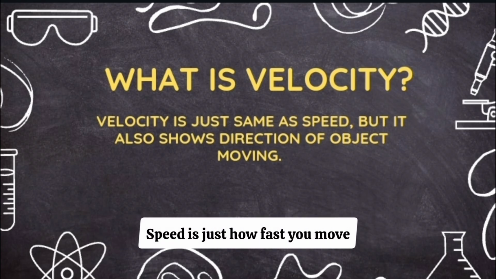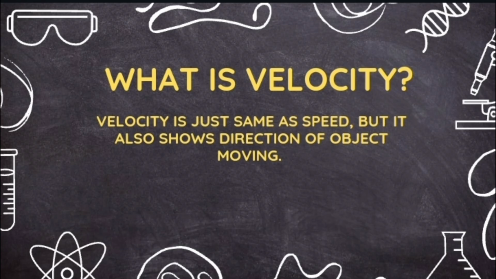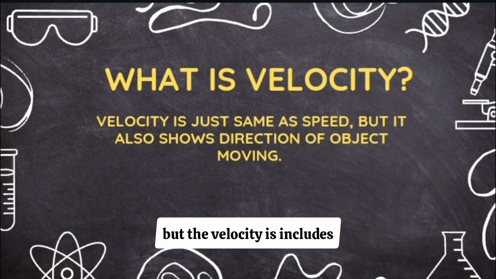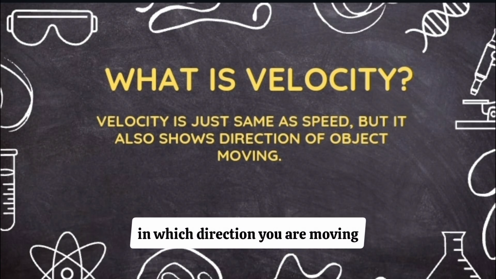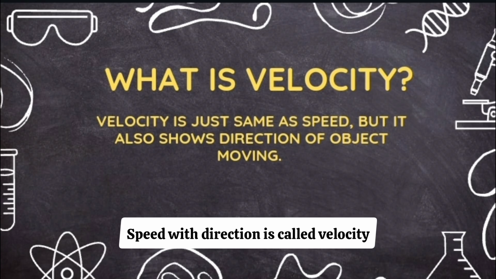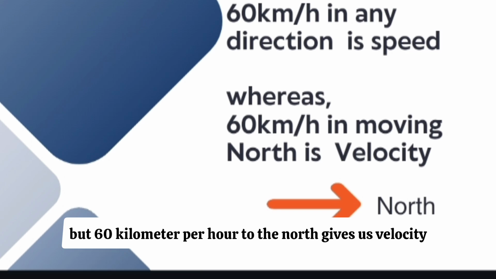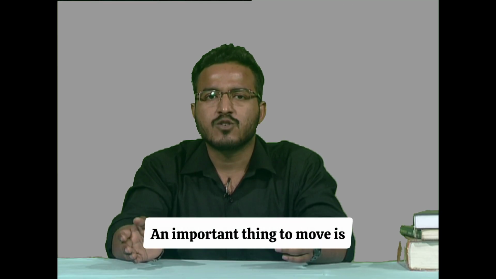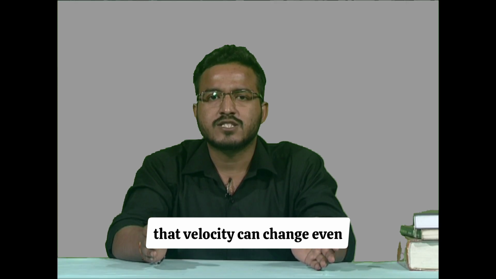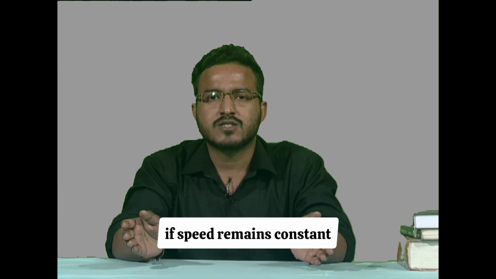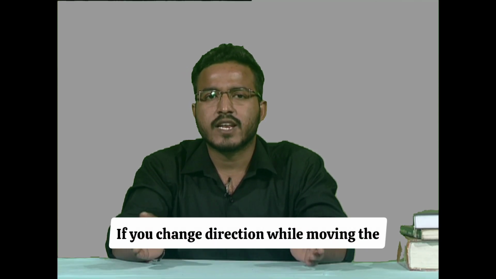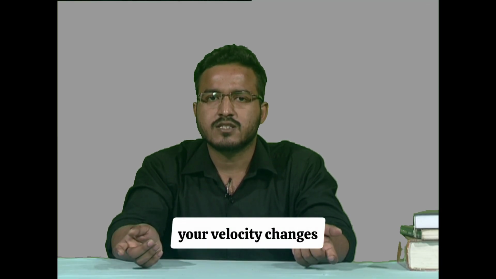What is velocity? Now let's move to velocity. Speed is just how fast you move, but velocity includes the direction in which you are moving. Speed with direction is called velocity. So 60 km per hour gives us speed, but 60 km per hour to the north gives us velocity. An important thing to note is that velocity can change even if speed remains constant. If you change direction while moving, your velocity changes.